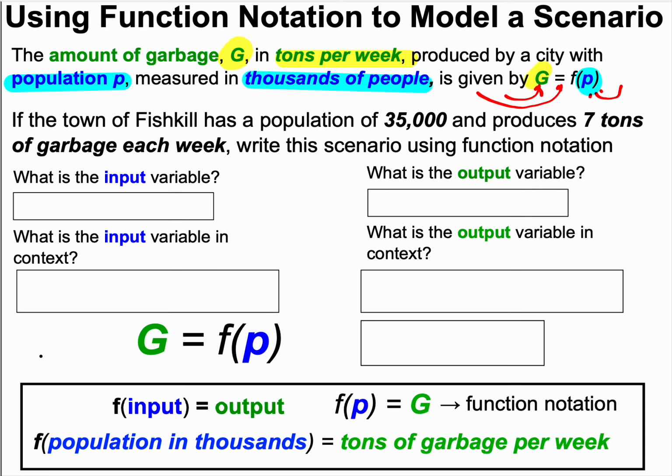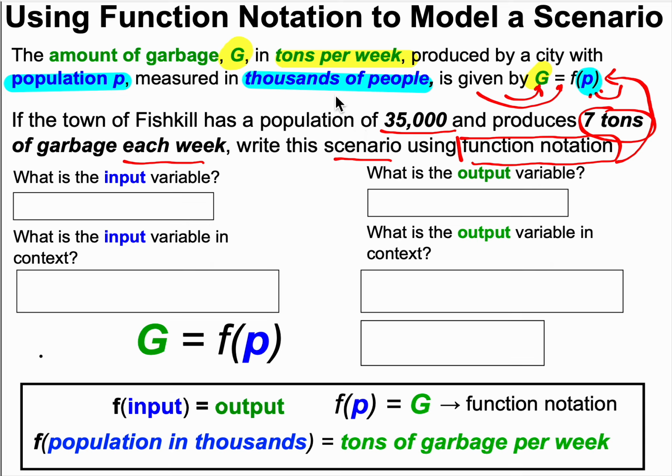And so then I have here, it says that in the town of Fishkill, there's a population of 35,000 and it produces 7 tons of garbage each week. And I want to write this scenario using function notation. All right, so this is my function notation here, F of P equals G. So I want to translate this particular scenario using function notation.